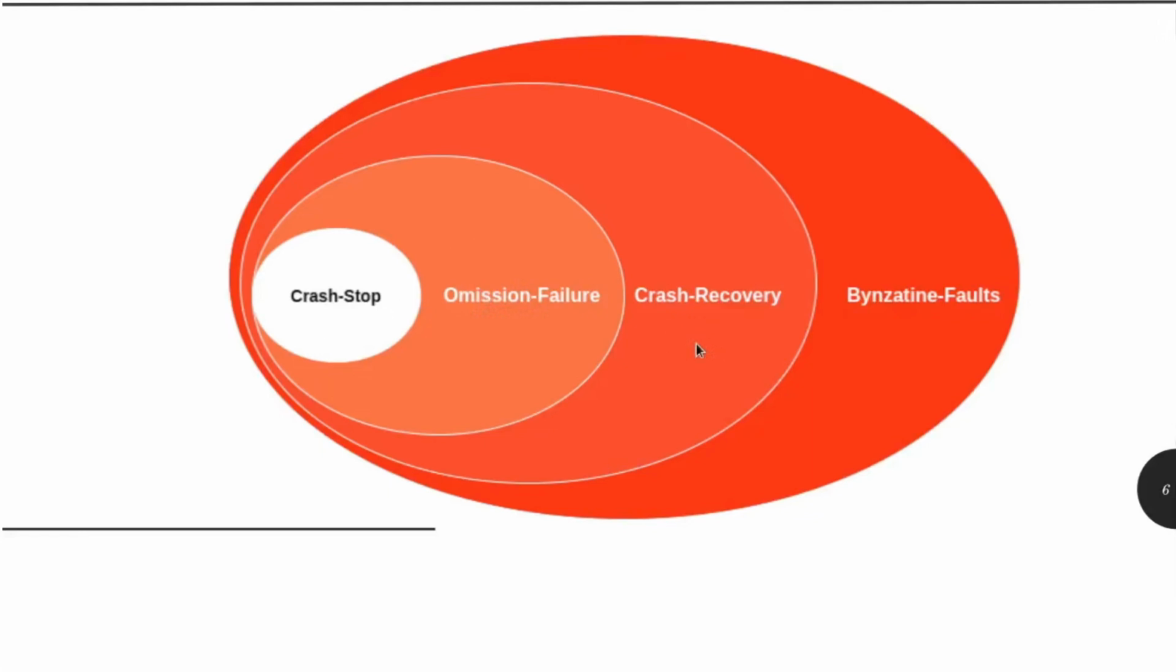And then if I create an algorithm that solves crash recovery failures, it automatically means that I solved both omission failure and crash stop failures, because in crash recovery, a process can execute and then crash and then execute and then crash again. Automatically, it has the ability to communicate, and it is automatically taking steps. And then finally, if I solve Byzantine faults, it means that I solved all of these plus more. So if I create a distributed system that tolerates malicious nodes or Byzantine faults, it means that I solved crash recovery and omission failure and crash stop.